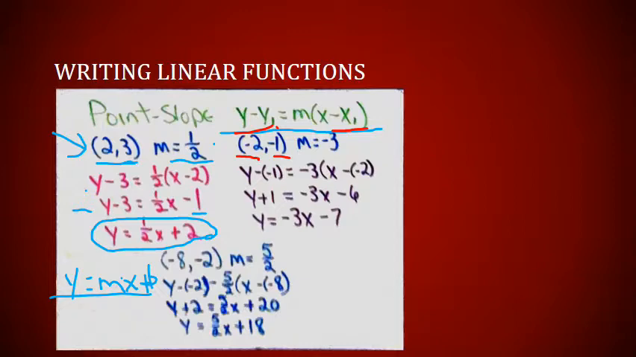And distributing that -3 to this -2, which is really a +2, -3 times +2 gives me -6. And I subtract 1 from both sides, and I'm left with y equals -3x minus 7.